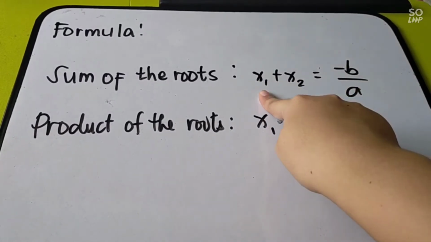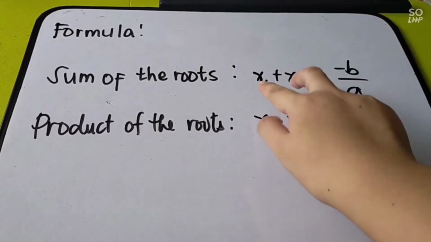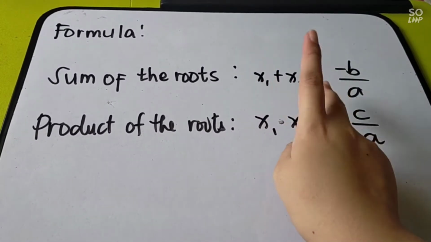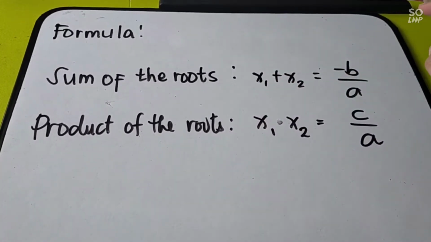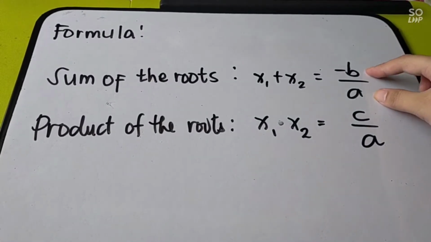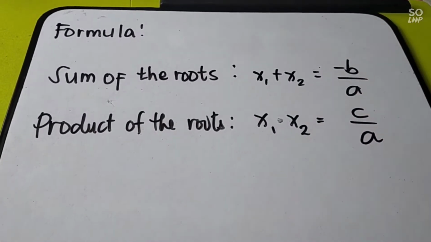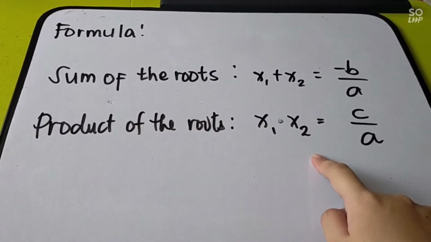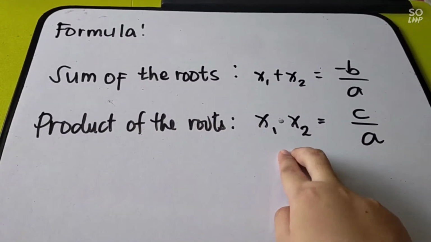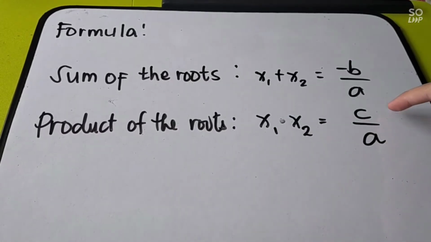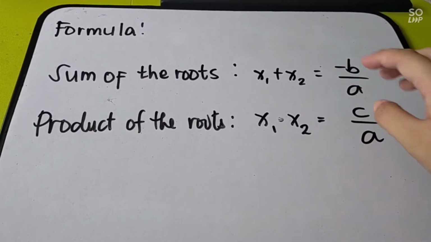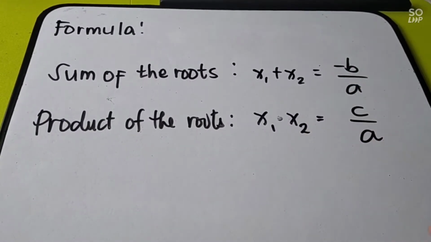So kaya tayo gumamit ng x sub 1 plus x sub 2, meaning sum of the roots. Ibig sabihin nito, pag inadd mo yung dalawang roots, the answer would be negative b over a. That is it. Next, product of the roots. We have x sub 1 times x sub 2. So you will multiply the two roots, so it is equal to c over a. So yan na yung pinaka-shortcut for us to find the sum and product of the roots.